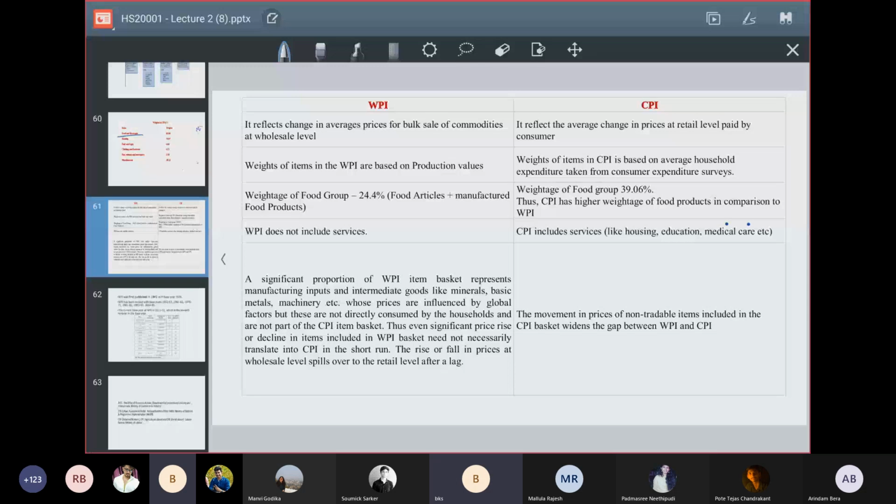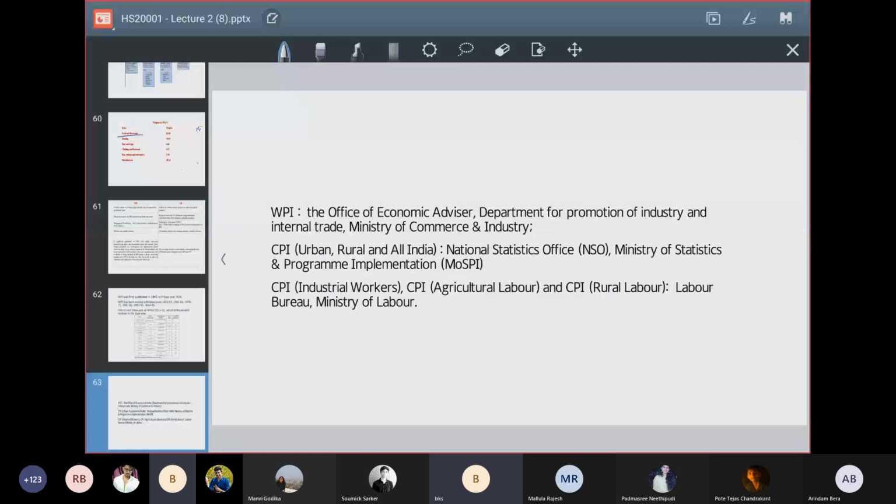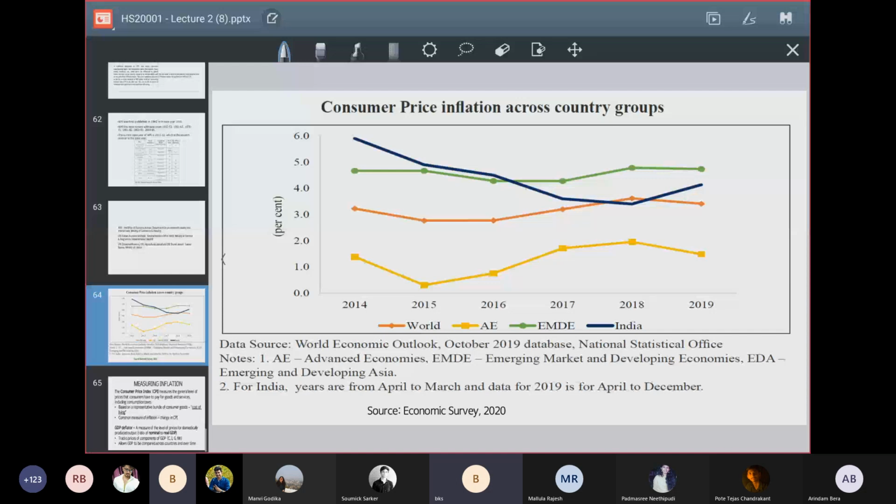So your WPI in case of India is measured by the Office of Economic Advisor, Department for Promotion of Industry and International Trade, Ministry of Commerce and Industry, whereas CPI rural, urban and all India are measured by CSO, National Statistical Office, Ministry of Statistics and Programme Implementation, whereas CPI of industrial worker and CPI of agriculture labor is measured by the Ministry of Labor, that is the Labor Bureau. So this is all we have for inflation.